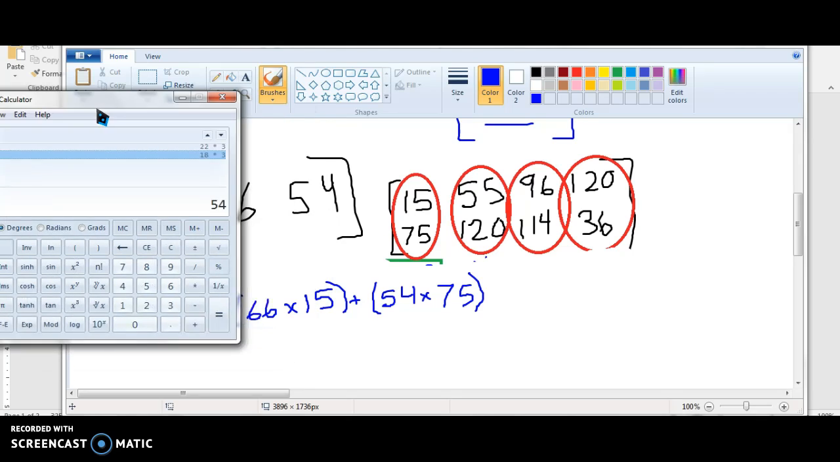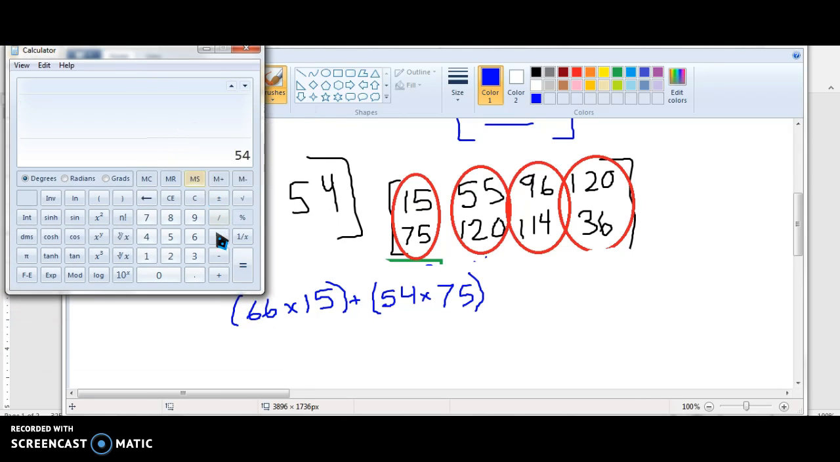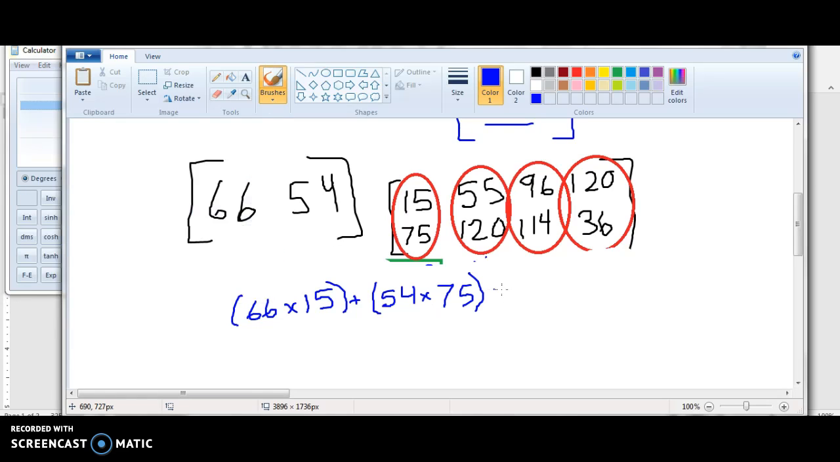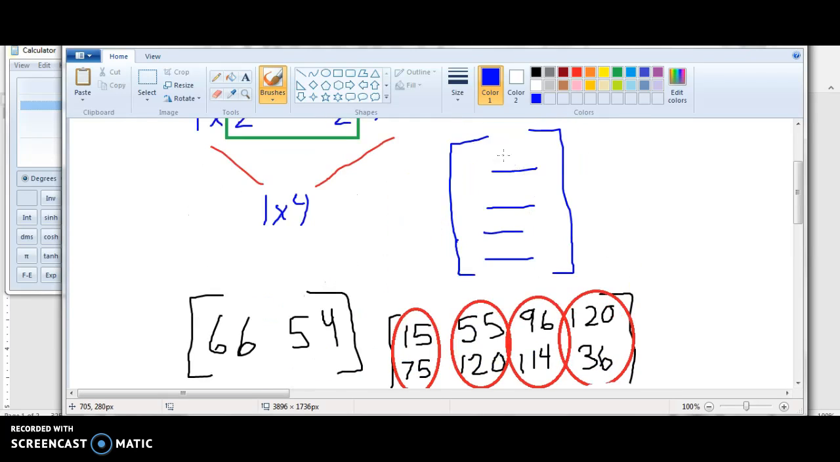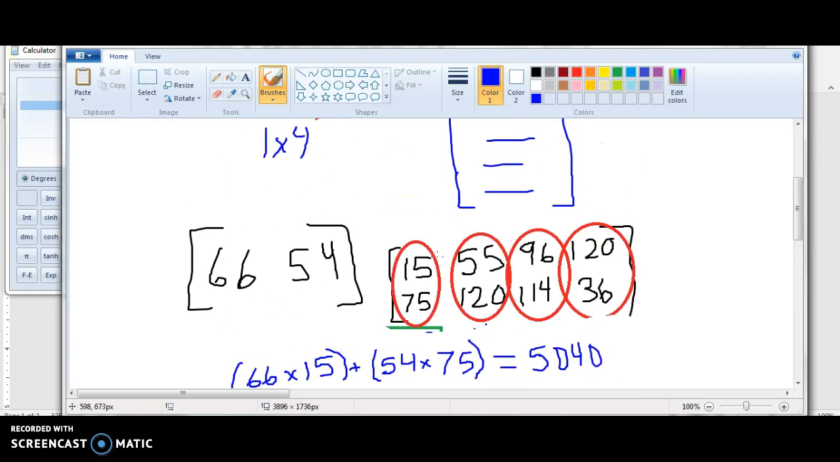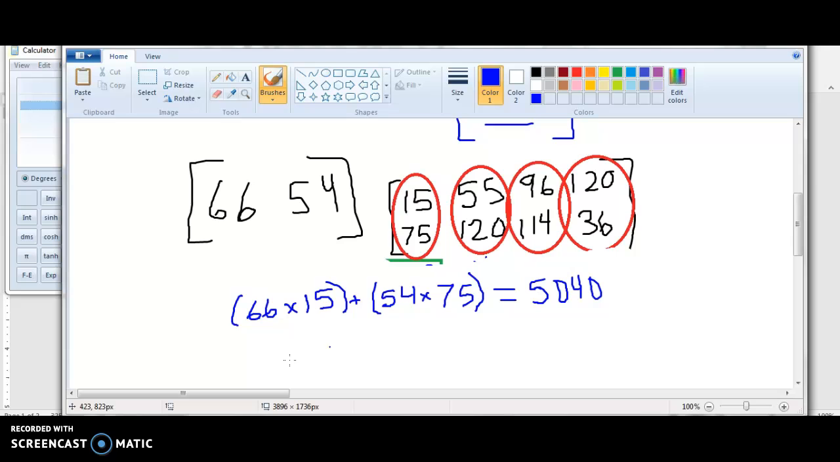I'm going to grab this right quick because I don't feel like trying to do it in my head. 66 times 15 plus 54 times 75. It's 5,040. It's a lot of sweaters, I know. But when trying to tweak the problem, that's what happens. Okay, so that is the answer for the first row right here. I'm going to put those in later. I'm going to fill out all of these, and then we'll solve them. I'll do that on camera.